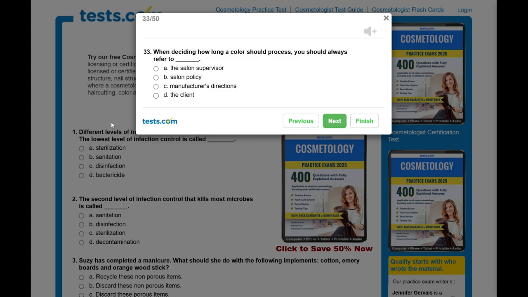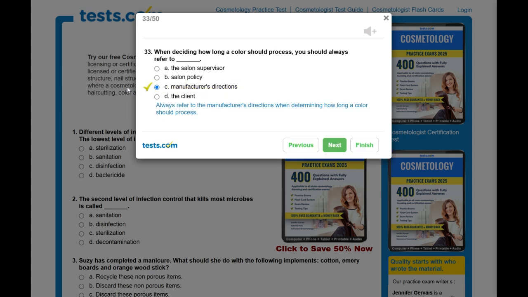Question 33. When deciding how long a color should process, you should always refer to A. The salon supervisor. B. Salon policy. C. Manufacturer's directions. D. The client. C. Manufacturer's directions. Always refer to the manufacturer's directions when determining how long a color should process.